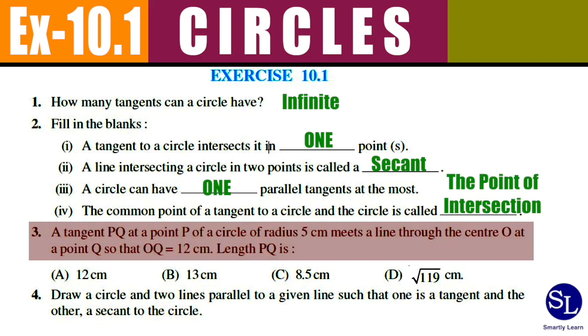Now for the third question, a tangent PQ at a point P of a circle of radius 5 centimeters meets a line through the center O at a point Q so that OQ is equal to 12 centimeters. They're asking you what is the length of PQ.